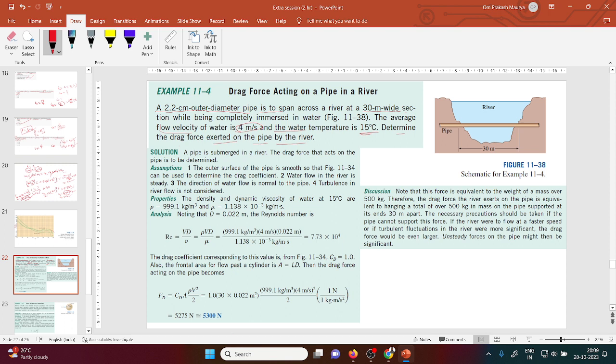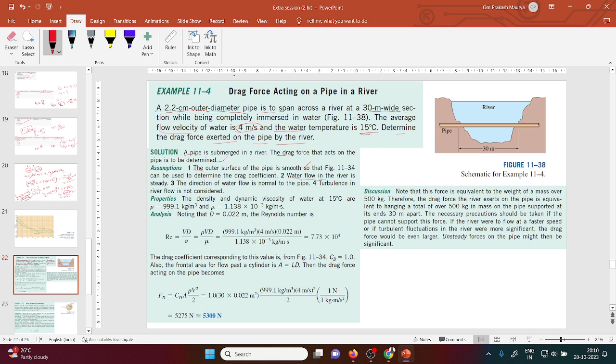So how will you calculate? In the solution part, you just see a pipe is submerged in a river, and the drag force that acts on the pipe is to be determined. The assumption is what? The outer surface of the pipe is smooth, so the drag coefficient can be determined. We will use here the smooth type of pipe.